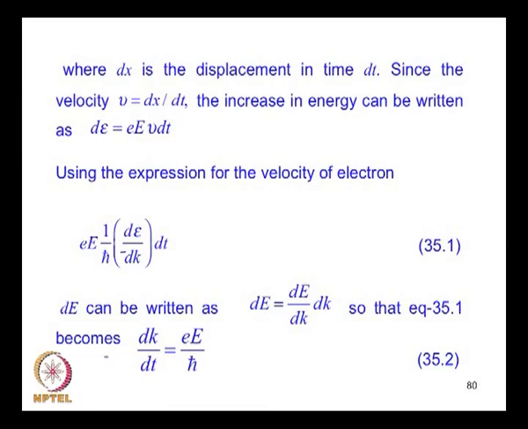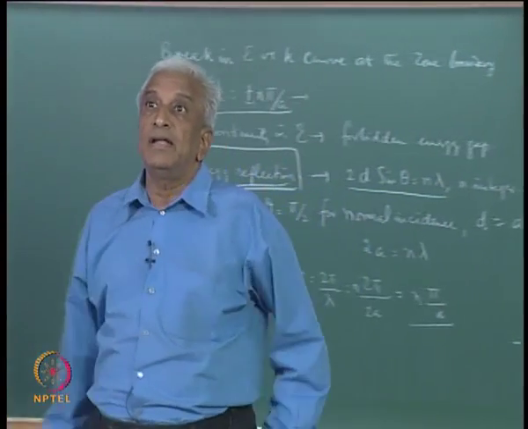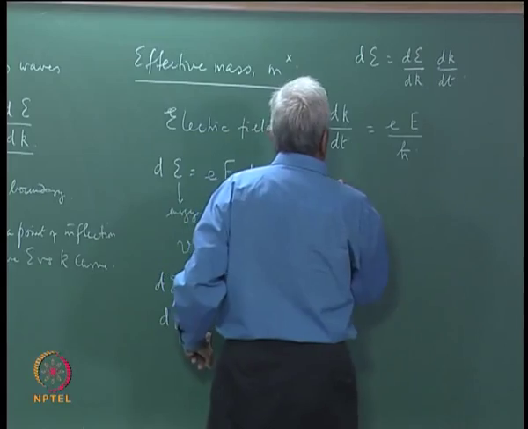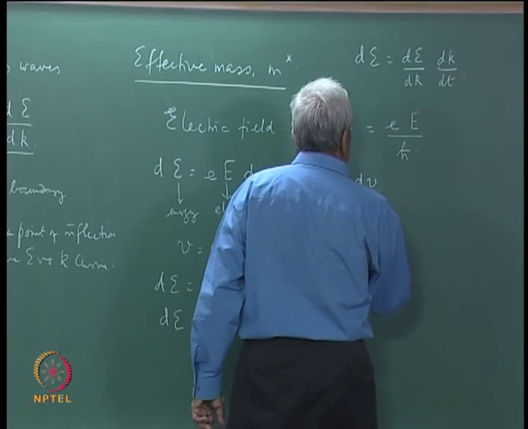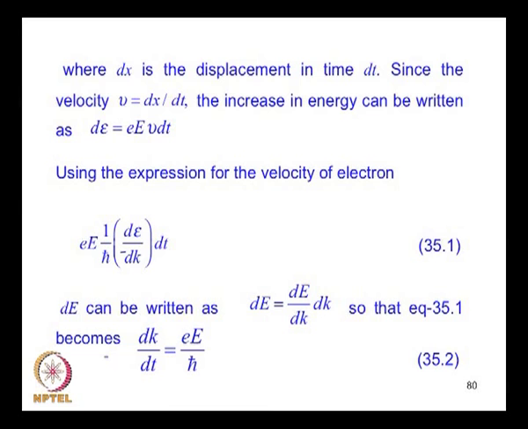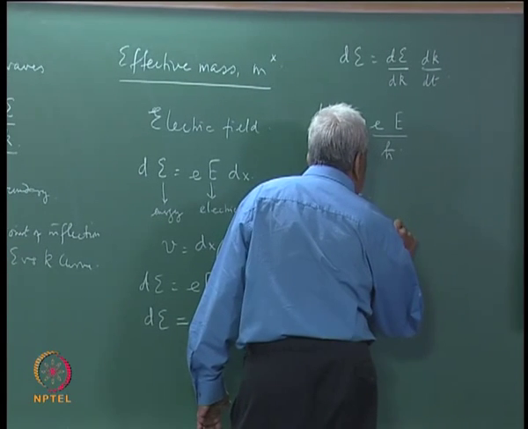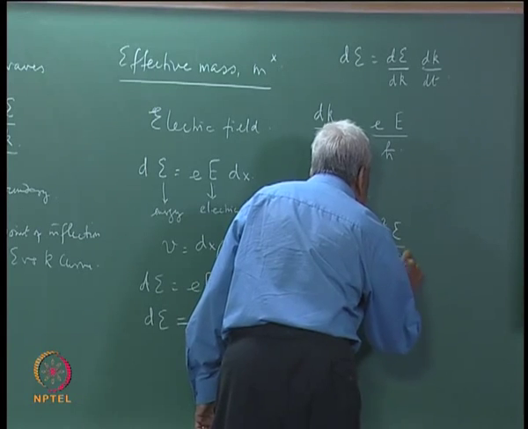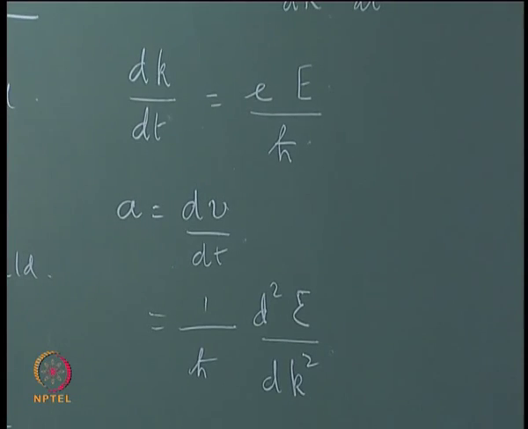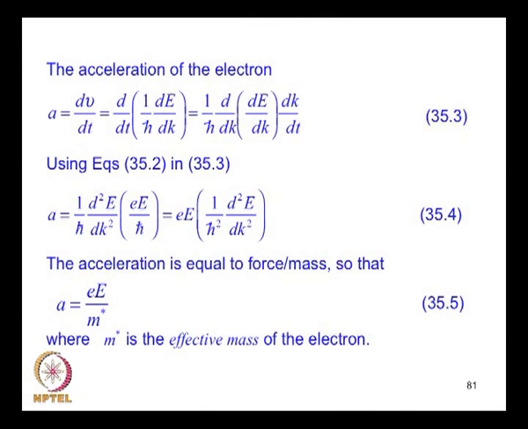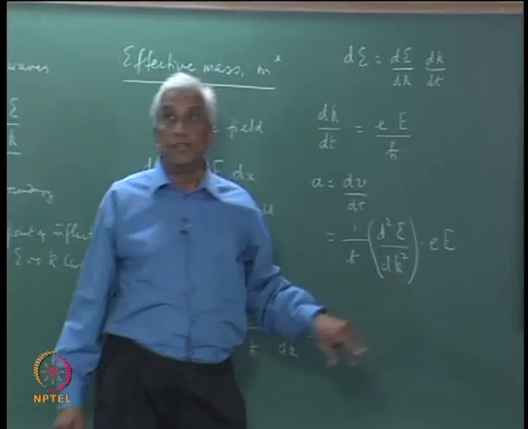So, since I have dk by dt, what is dk by dt? dk by dt is nothing but the acceleration, because k is related to the momentum. So, a is dv by dt, which can be written as 1 by h cross d square E by dk square times E. So, you can see that the acceleration of the electron is related to the curvature, the second derivative of the energy with respect to k.